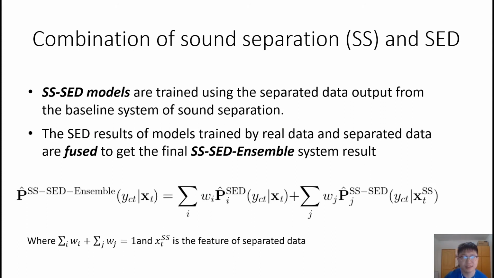Combination of sound separation, SS, and SED. To incorporate sound separation into SED, we train SED models by the separated data output from the baseline system of sound separation. We fuse the SED results of models trained by real data and separated data to get the final SS-SED ensemble system result.